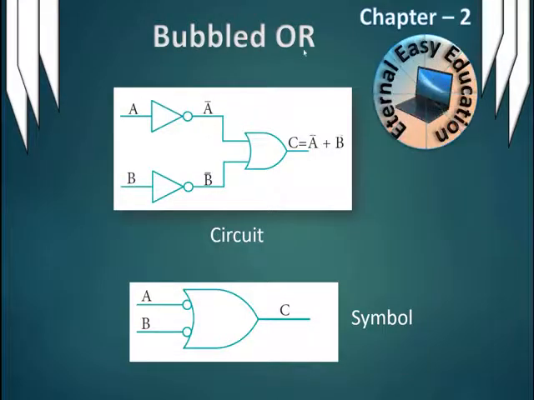Then bubbled OR. Bubbled OR means the input A is also reversed, B is also reversed, but they are given to the OR gate. If it is bubbled AND, the gate will be AND; if it is OR, it should be an OR gate. So both the reversed inputs are given to the OR gate, so there is an addition here. It is the same OR gate with bubbled A and B.